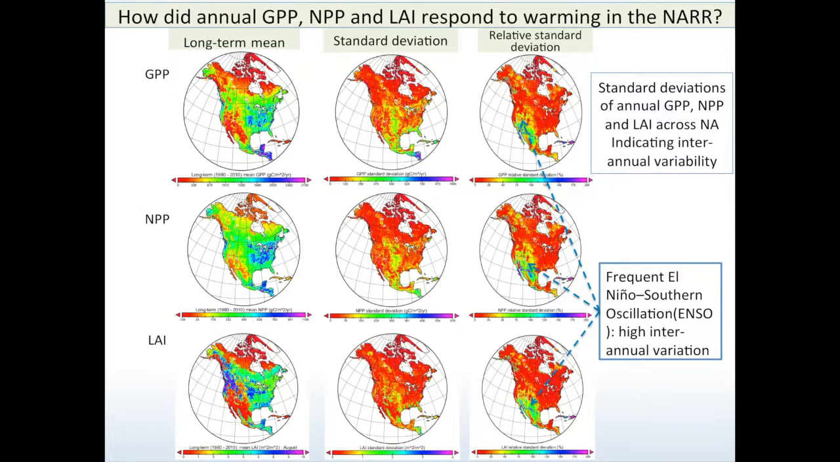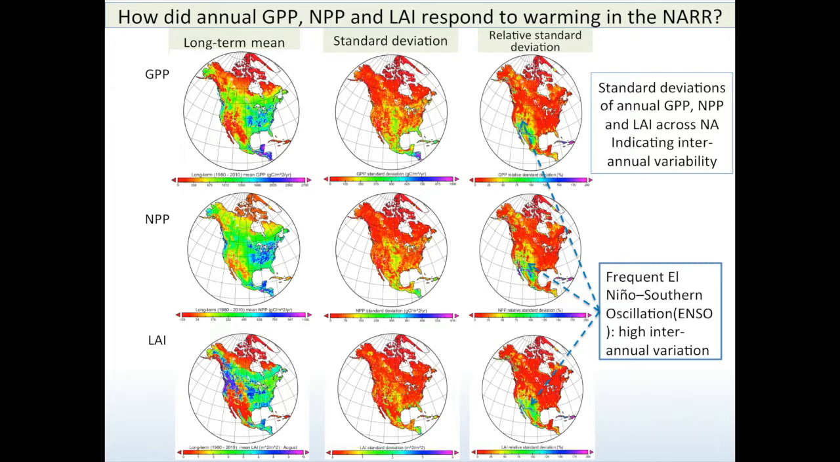Okay, let's look at some of the results then. Hopefully I've tried to convince you a little bit that the results we're going to show here really represent the best of our ability to demonstrate the responses of a well-tested model to some of the changes that I showed in the earlier maps. So how did GPP, NPP, and LAI respond to warming that was present in the NARR?